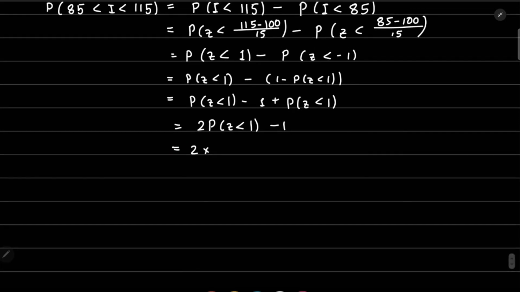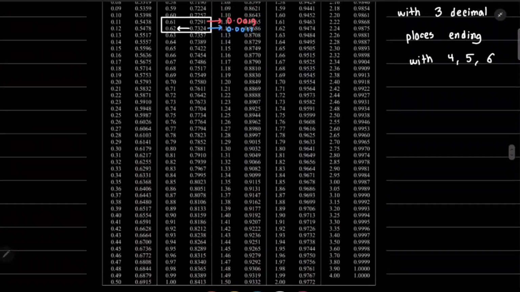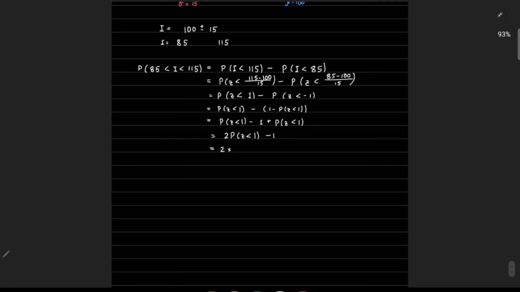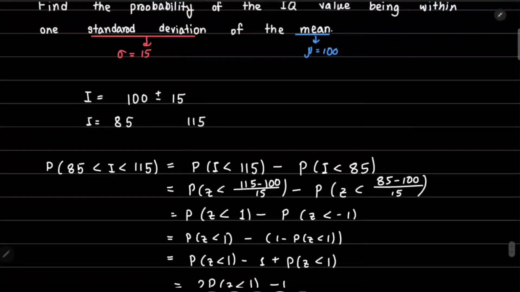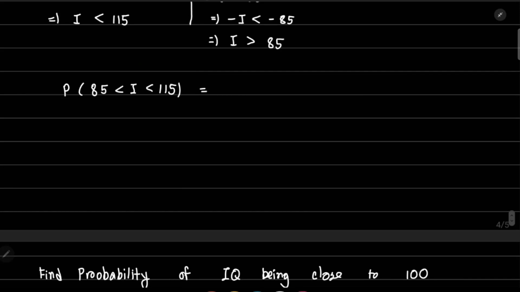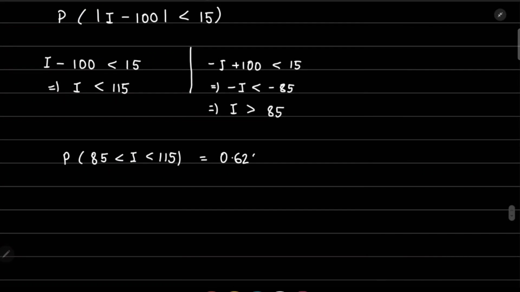Now we can use the table. We have to find the probability's value when Z is 1. So when Z is 1, the probability is 0.8413. So 2 times 0.8413 minus 1 is our answer. This comes out to be 0.6826. This answer is also the answer for this. This is the same inequality, so the answer would be the same. And that's all for normal distribution.